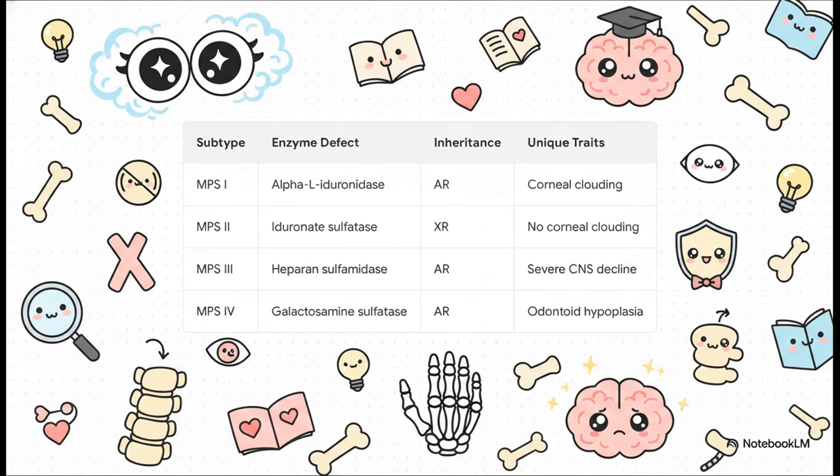MPS I, Hurler, presents with corneal clouding and intellectual disability. MPS II, Hunter, is X-linked recessive and characteristically lacks corneal clouding. MPS III, Sanfilippo, is marked by severe central nervous system decline. And MPS IV, Morquio, features normal intelligence but severe skeletal disease and atlantoaxial instability. Memorizing this matrix is simply non-negotiable.